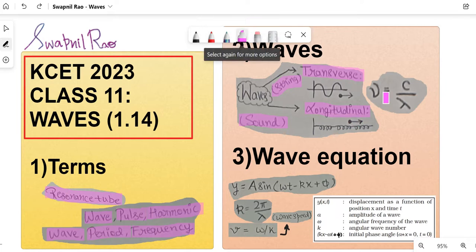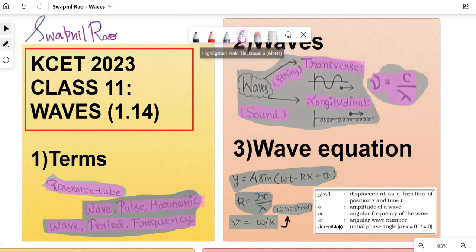And here is a basic formula which you might know, which is frequency is equal to c by lambda. This is a basic formula, but I've just mentioned it along with waves because it would have been done in class 10, I'm assuming. So next topic would be wave equation. Here is the wave equation: y is equal to a sine bracket omega t minus kx plus phi. If you're wondering what the terms mean, you can just go through this box from the NCERT. Every single term has been explained.